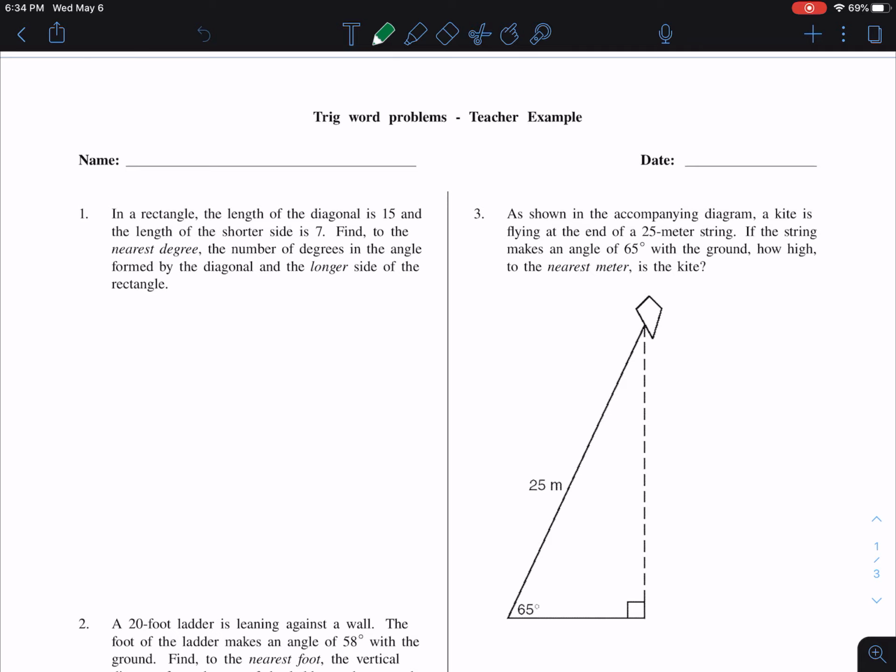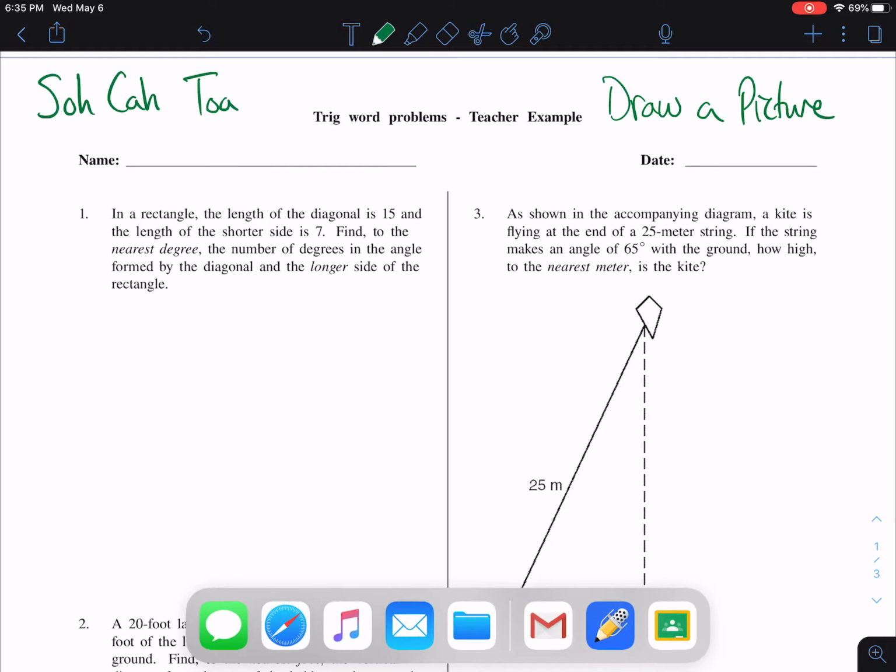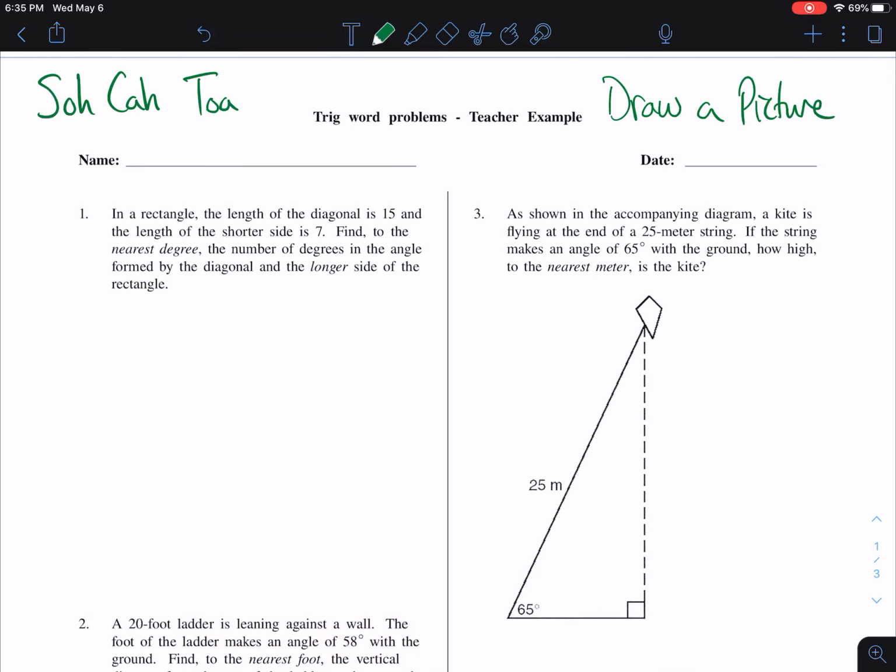The key to these word problems, 2 keys. The first key is SohCahToa, write it out. Okay, make sure that you have the resources that you need to solve something like this. And then the second key is you gotta draw a picture. If you don't draw a picture, there's no way you're gonna be able to solve it. So we're going to go through just a couple of examples together, try and get you on the right track, and kind of give you an idea of where we're headed.